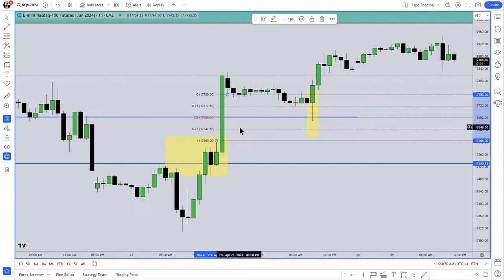Many times that's your second stage reaccumulation in a market maker buy, or a second stage redistribution in a market maker sell model.